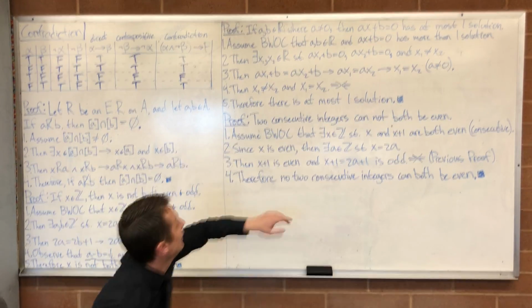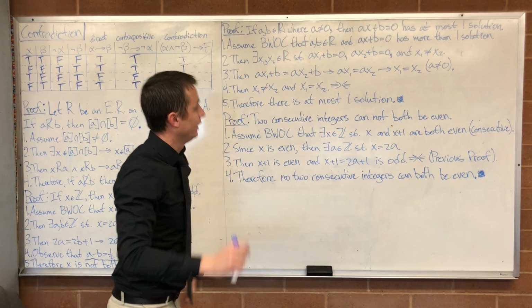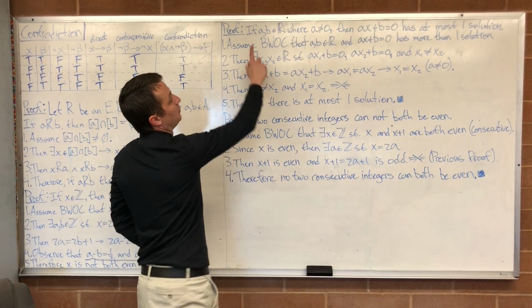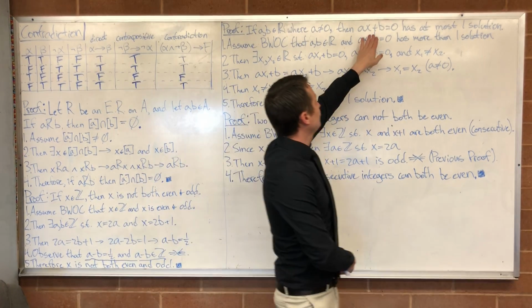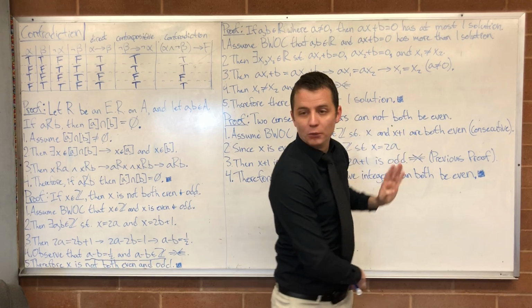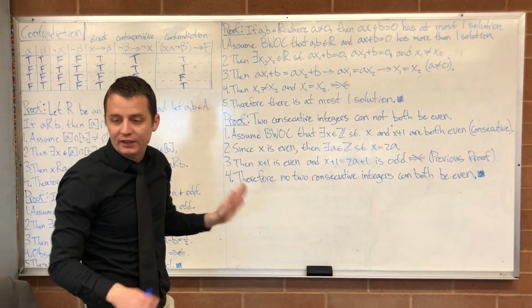Have we talked about that symbol? Real numbers, just real numbers. If a and b are real numbers, where a is not equal to 0, then ax plus b equal to 0 has at most one solution. There's at most one x I can plug in to make that equation true.